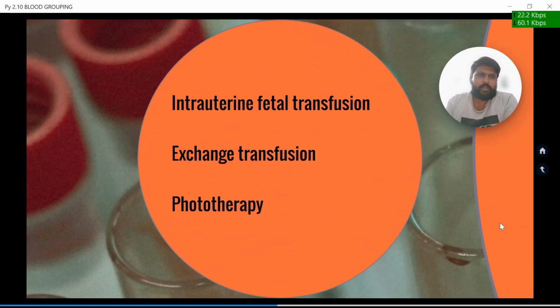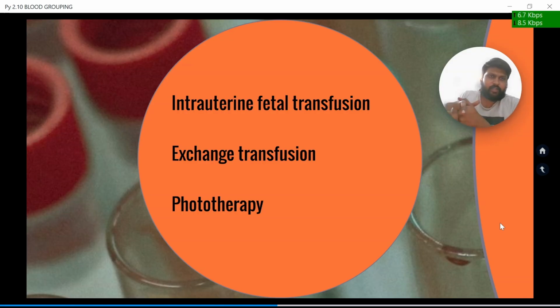Other treatment options include intrauterine fetal transfusion, which is very common nowadays in abroad and foreign countries. As of now, in India, I don't think we have successfully done it, but yes, it is another treatment option where the baby is starting to get affected by the antibody. So you can do the intrauterine transfusion, take the blood and give a new blood, just like the normal transfusion for a person, but you are doing it via the umbilical artery and umbilical vein, to the fetus.